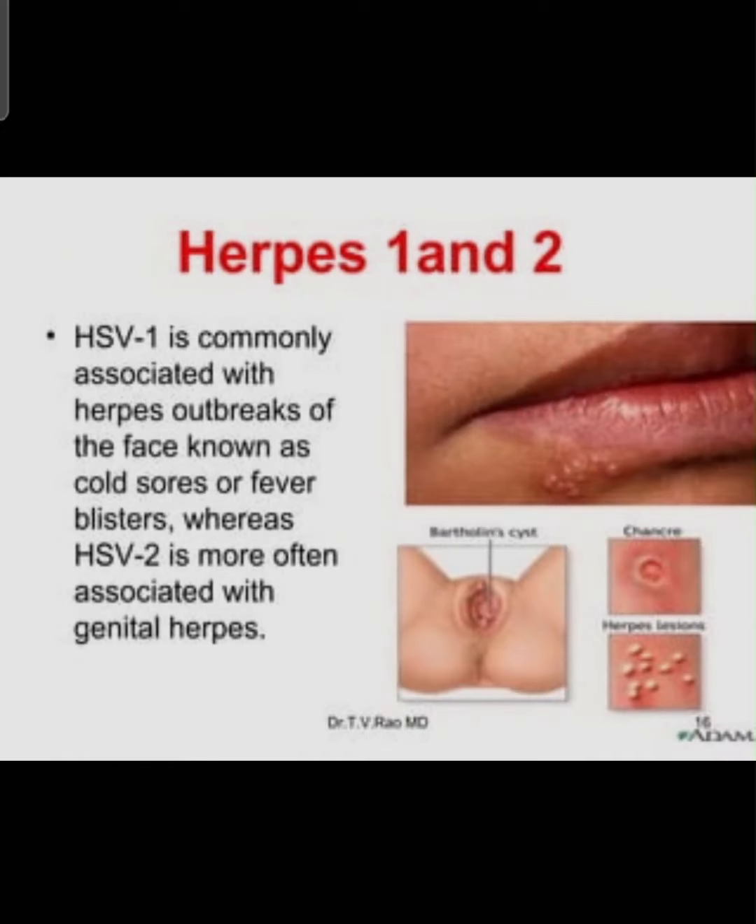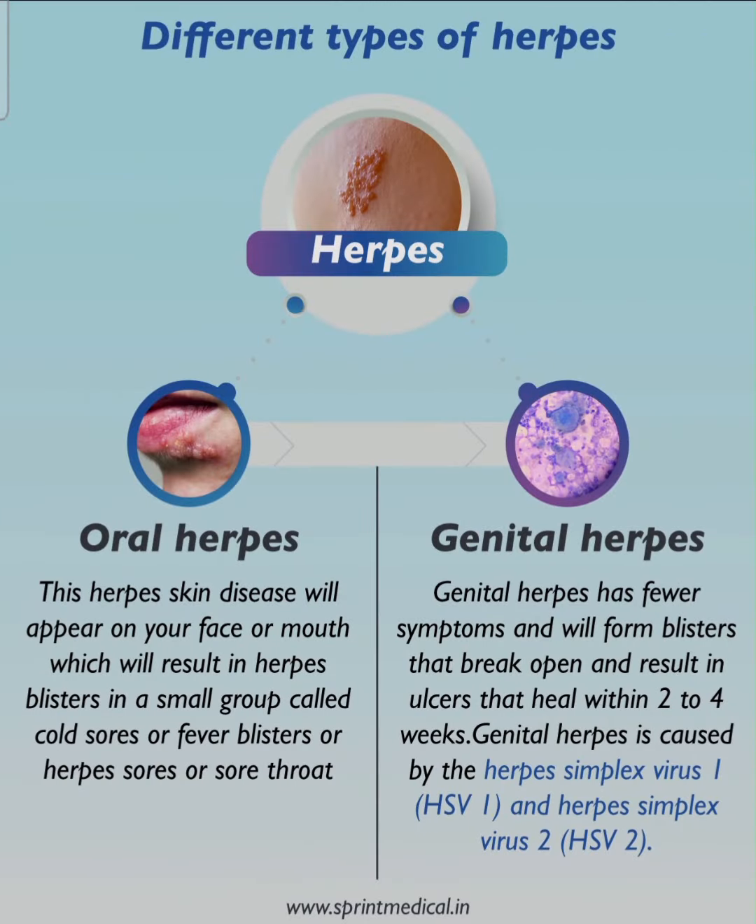There are two categories. HSV1 is commonly associated with herpes outbreaks, and mostly it causes herpes symptoms on the face, whereas HSV2 is more often associated with herpes genitalis, that is, genital herpes. So coming to its clinical features, you can see the difference between oral herpes and genital herpes.